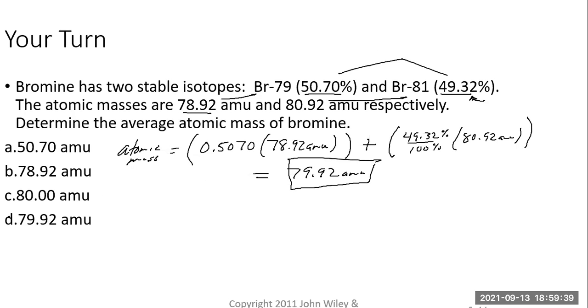And I saw that in the chat box. So it looks like D is a winner there. Any questions on that?